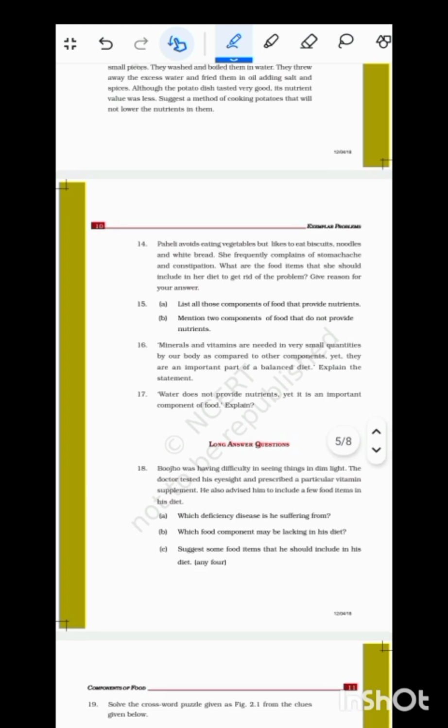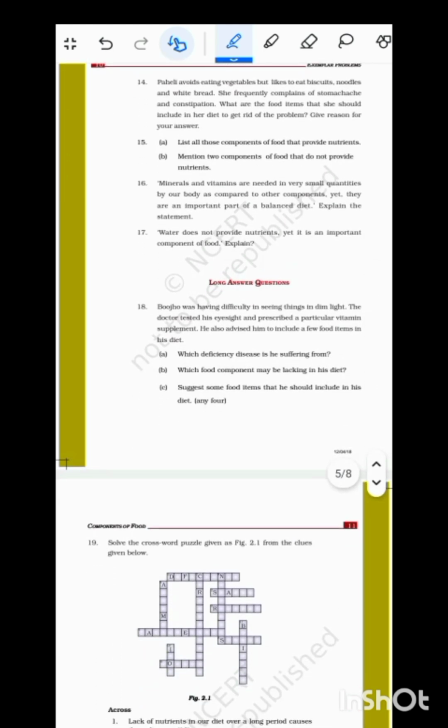Question number 14. Paheli avoids eating vegetables but likes to eat biscuits, noodles, and white bread. She frequently complains of stomach pain and constipation. What items should be included in the diet to get rid of the problem? Give reason for your answer. So she is deficient in roughage or dietary fiber. So she should drink more water and eat green vegetables and foods rich in dietary fibers and roughage to get over these problems.